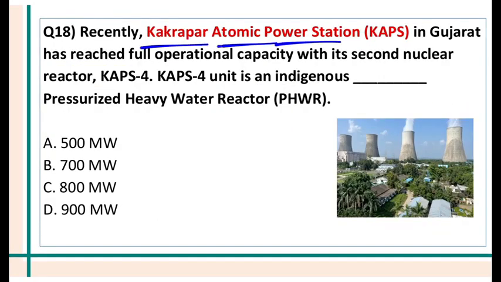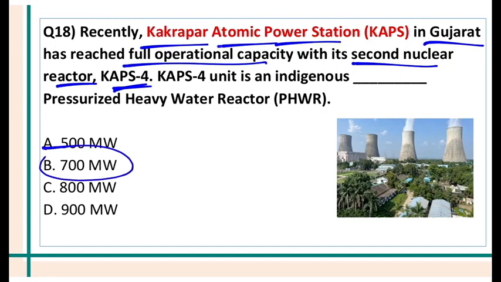Kakrapar Atomic Power Station in Gujarat has reached full operational capacity. So you need to tell me, they have recently launched their second nuclear reactor, KAPS 4. So how much is the capacity of KAPS 4? It is 700 megawatt. 700 megawatt KAPS 4 is now fully operational, has achieved full operational capacity, right?